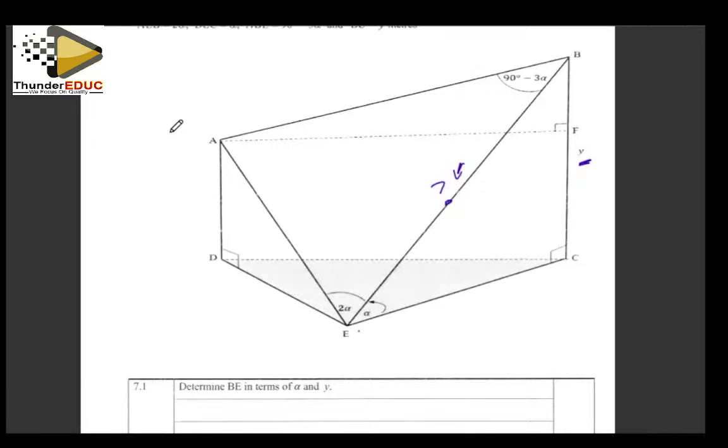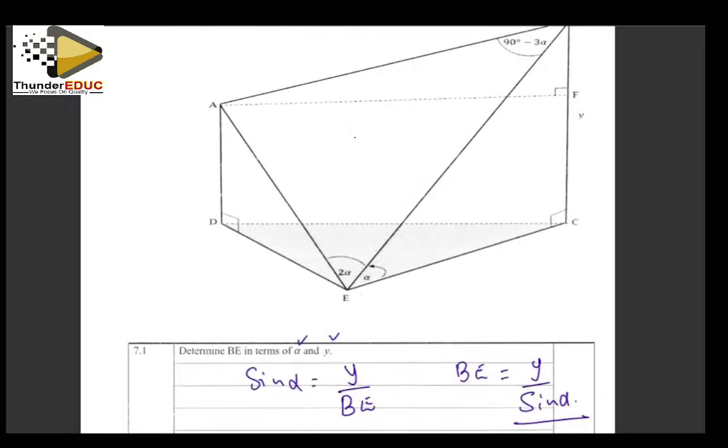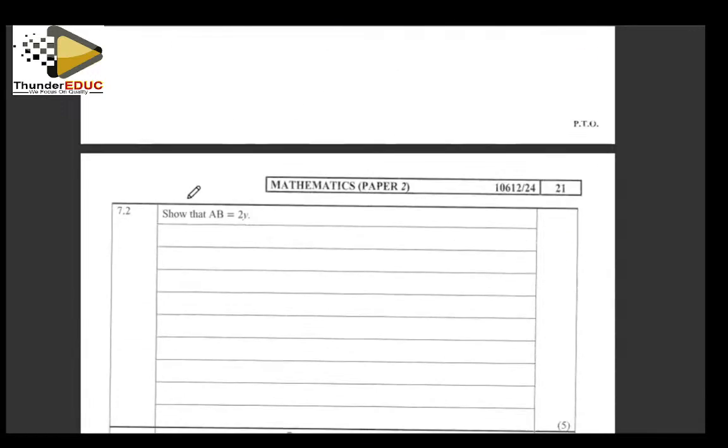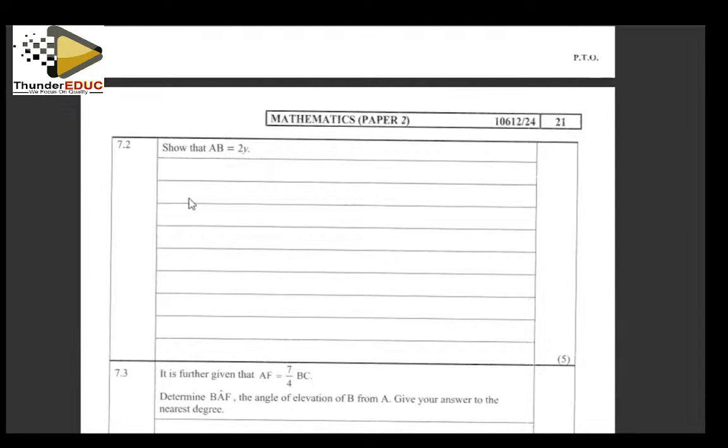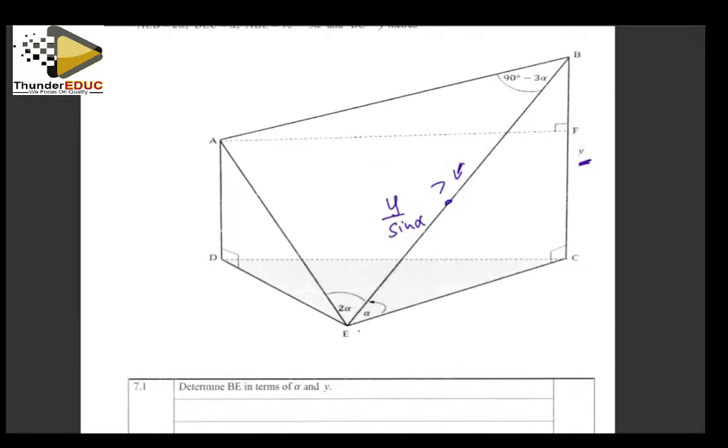So I said y over the sine of alpha. Let's look at 7.2. Can we show that AB is 2y for 5 marks? They want us to show that this is 2y. So what we can do, let's start by finding this angle here. Since this is a triangle, we can say that this angle BAE should be 180 minus the 90 minus 3 alpha.